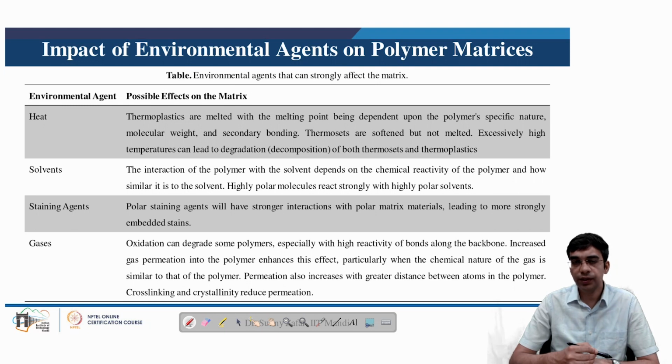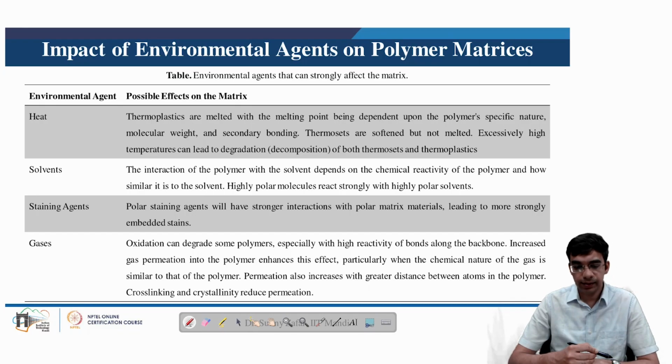Thermosets are often softened but not melted. Excessively high temperature in the case of thermosets may lead to degradation. Solvents: in this regard, the interaction of the polymer with a solvent depends upon the chemical reactivity of the polymer and how similar it is to the solvent. So highly polar molecules react strongly with highly polar solvents. Staining agents: sometimes polar staining agents may have strong interactions with polar matrix materials, leading to more strongly embedded stains.